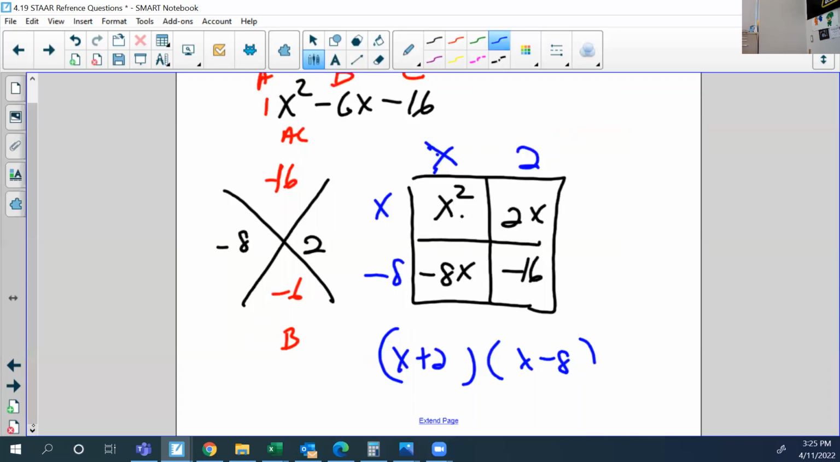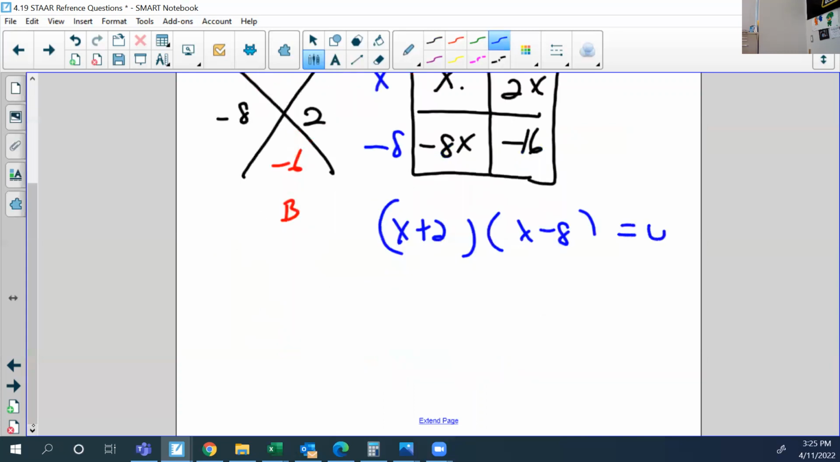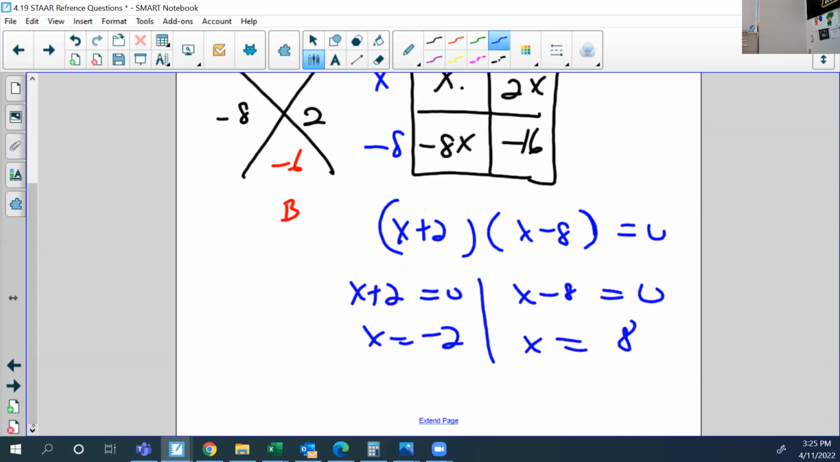And so the solutions, the x-intercepts, are going to be found by setting x plus 2 equals 0 and x minus 8 equals 0. And so we're going to have x equals minus 2 and x equals 8. Guys, if you don't remember, we just go minus 2 here, minus 2 there, and here we add 8 and we add 8.